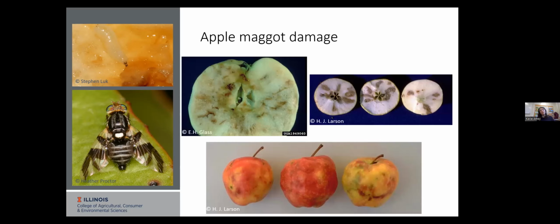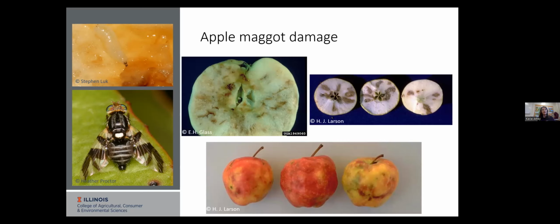So I've included some pictures of the damage you would expect to see if you have an apple maggot problem. So you can see the apples there on the bottom, they look pretty malformed. So if you're scouting in your orchard, you might see this sort of damage, and it might give you an idea that maybe this is the pest that you've contended with if you're not actively monitoring for it.